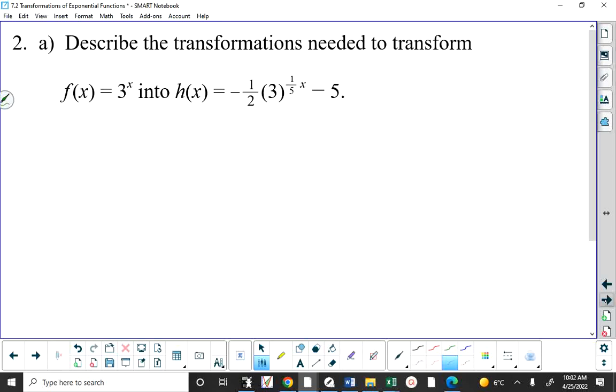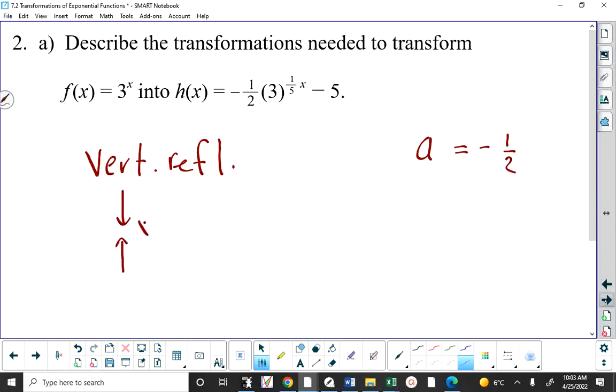So we're not asked to graph this. First of all, you should see that there's a vertical reflection because A is negative 1/2. I'll put that on the side here. You should see that there's a vertical stretch by a factor of 1/2. The reason it's a vertical reflection is because A is negative.